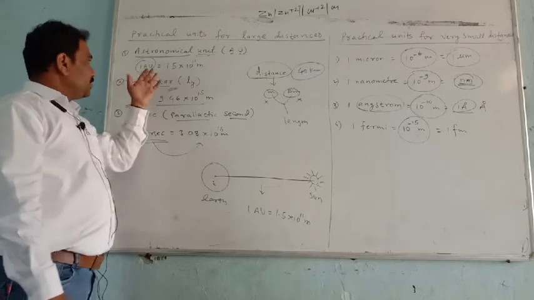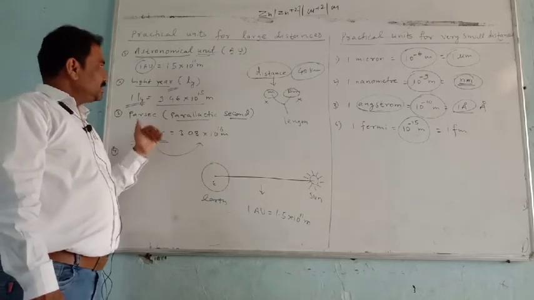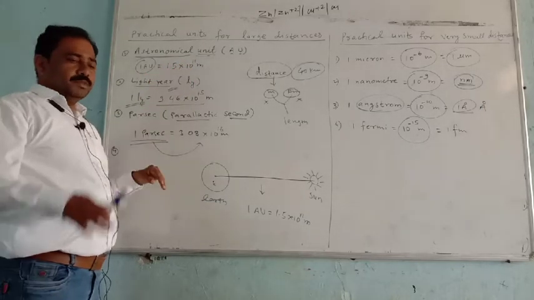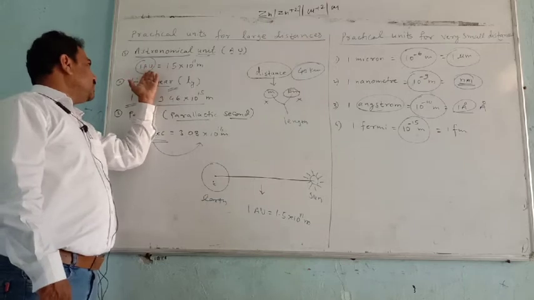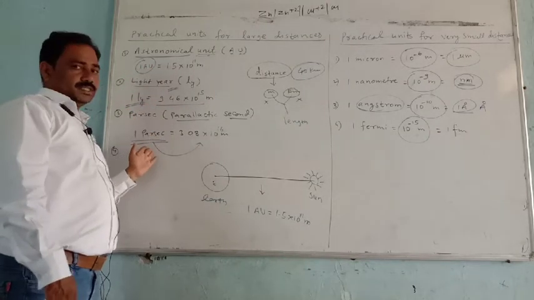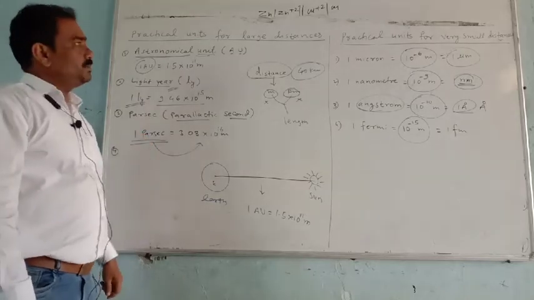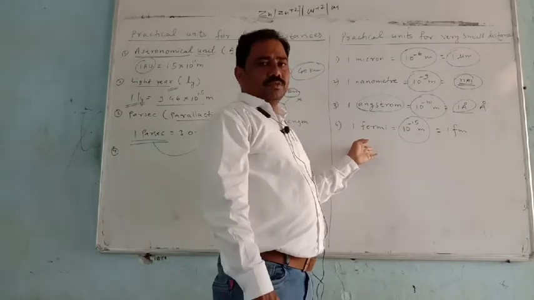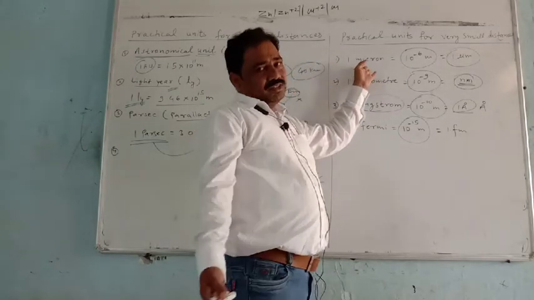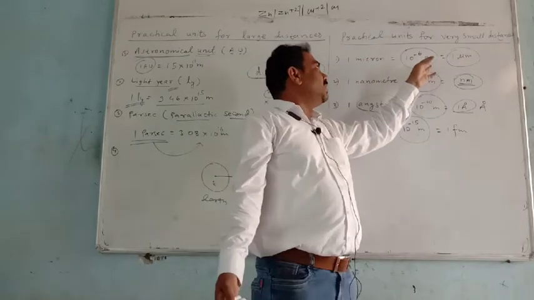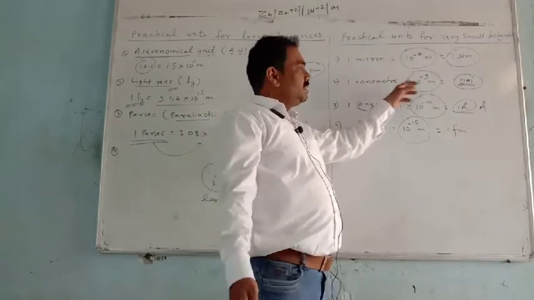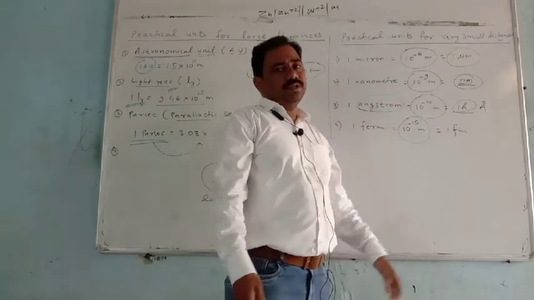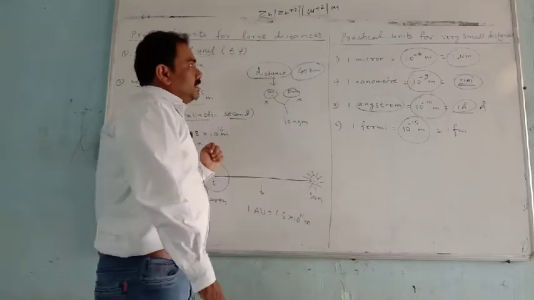If an astronomical unit is given, you should take one astronomical unit equal to 1.5 into 10 to the power 11 meter. You should know the actual values of one astronomical unit, one light year and one parsec. Then you can easily solve the problems. Now these are the practical units used for very small distances. If micron is given, take 10 to the power minus 6, nanometer 10 to the power minus 9, angstrom 10 to the power minus 10, and Fermi 10 to the power minus 15.